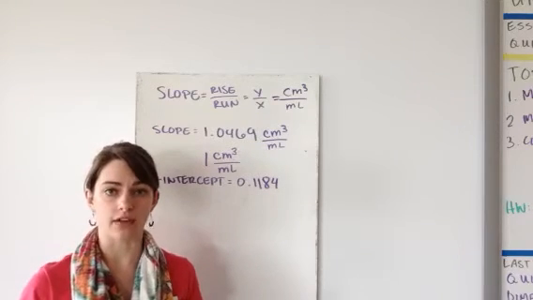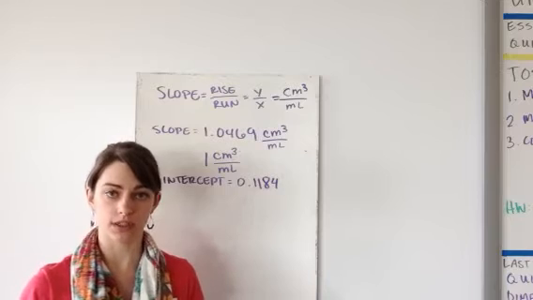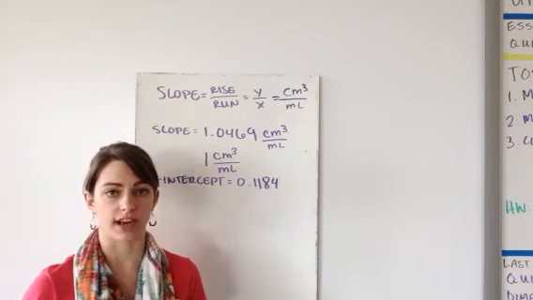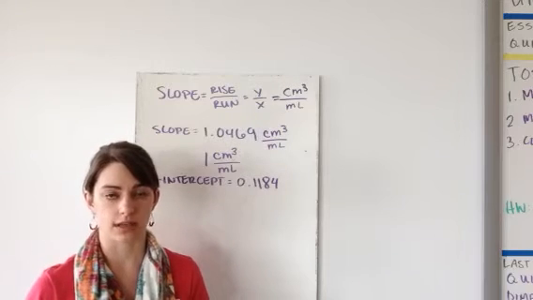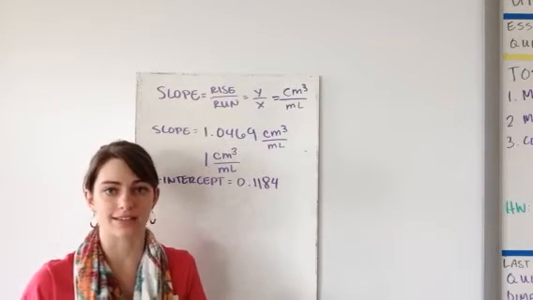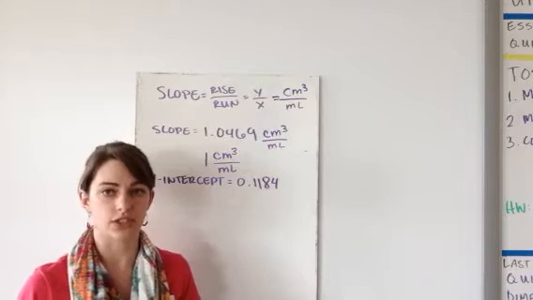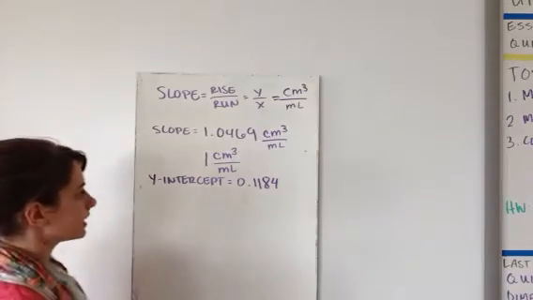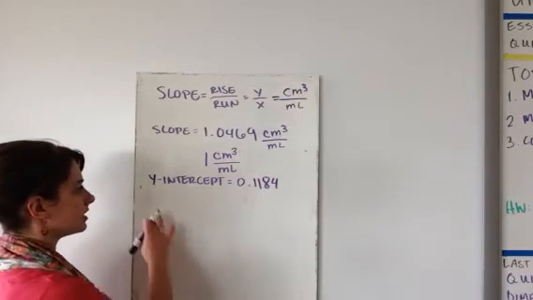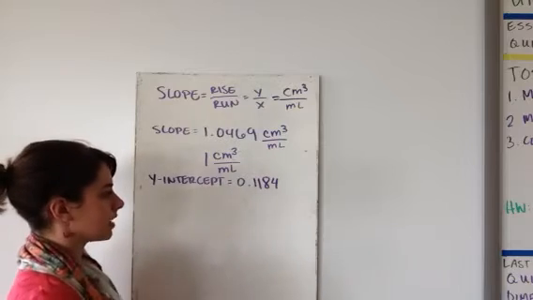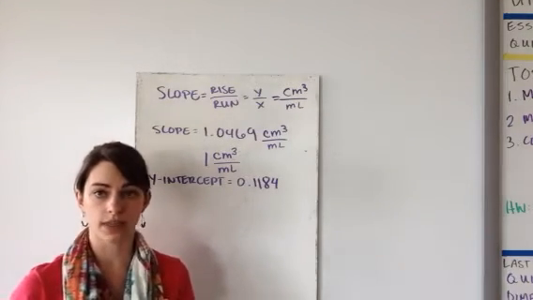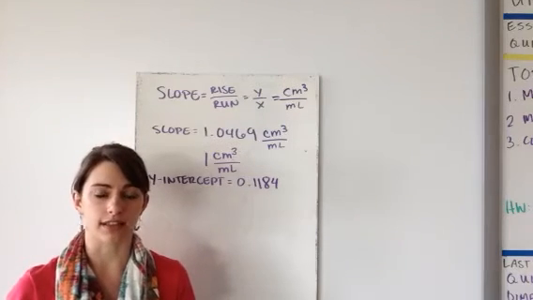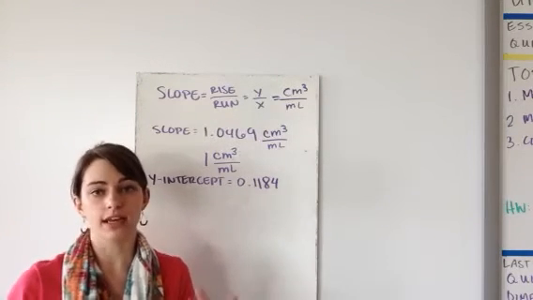So if I have 2.5 centimeters cubed, that means I also have 2.5 milliliters. If I measure something to be 10 milliliters, that means it also has a volume of 10 centimeters cubed. They measure the same quantity. Now the next piece that I want to look at is the y-intercept. Our y-intercept for this graph was 0.1184.